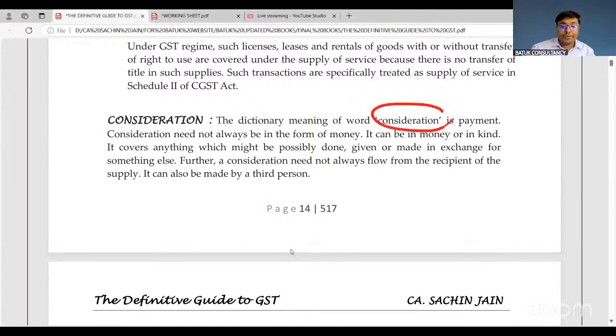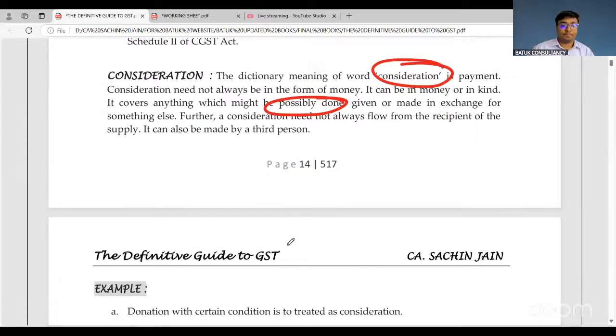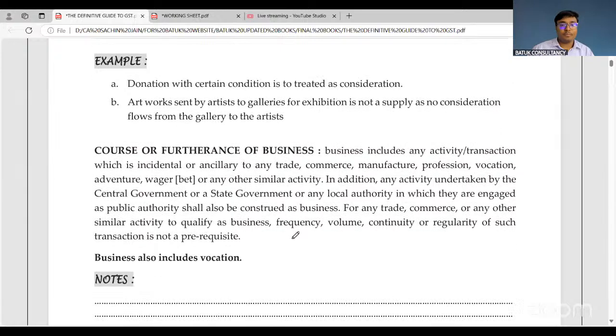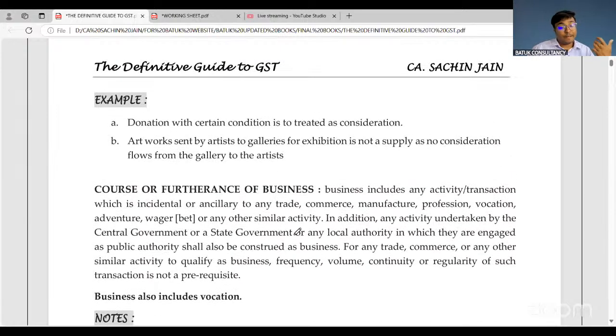Now, consideration is a payment. Consideration need not always be in the form of money. It can be money or in kind. It covers anything which might possibly be done. Just as an example, consideration will not always be in money.